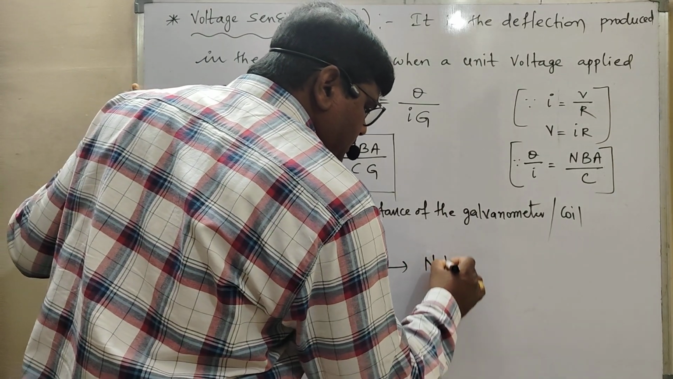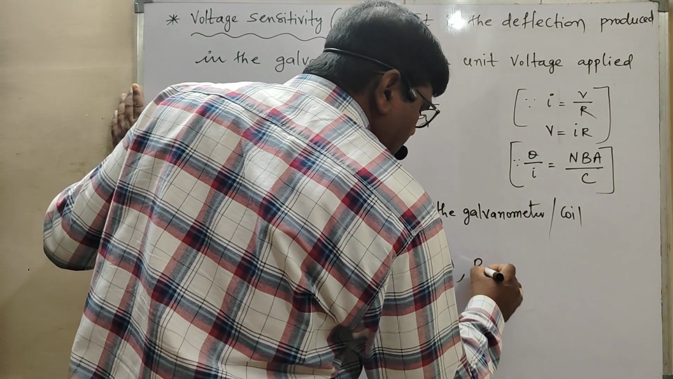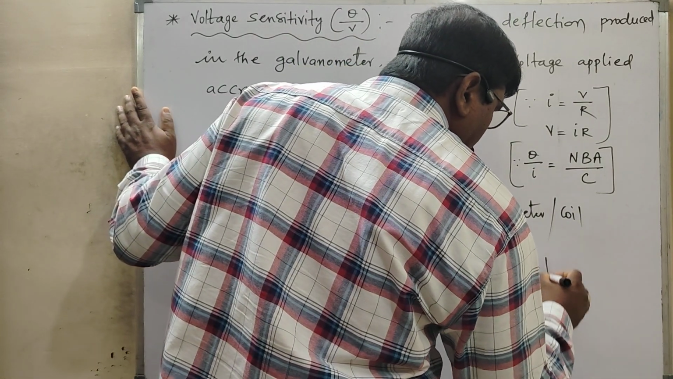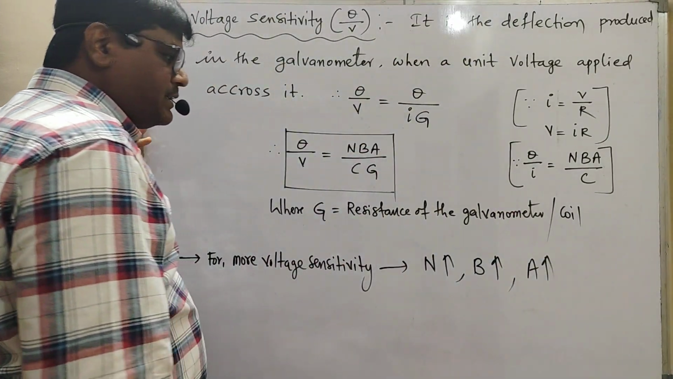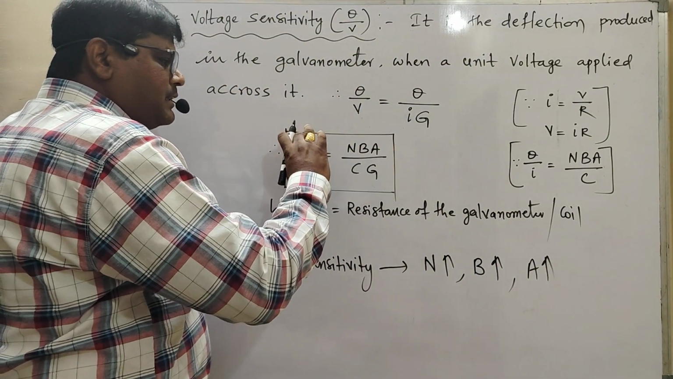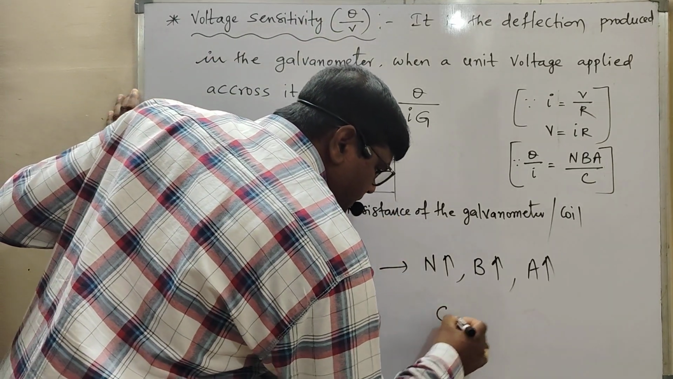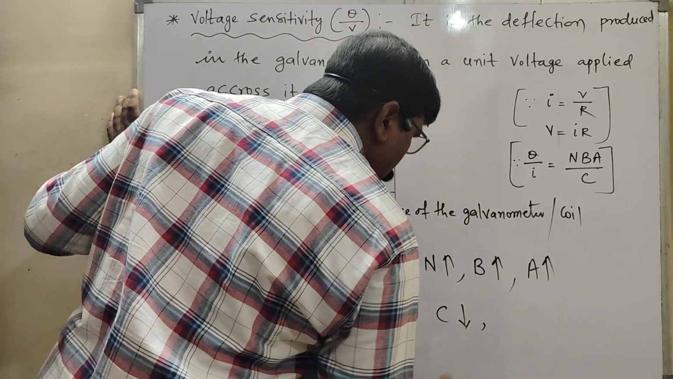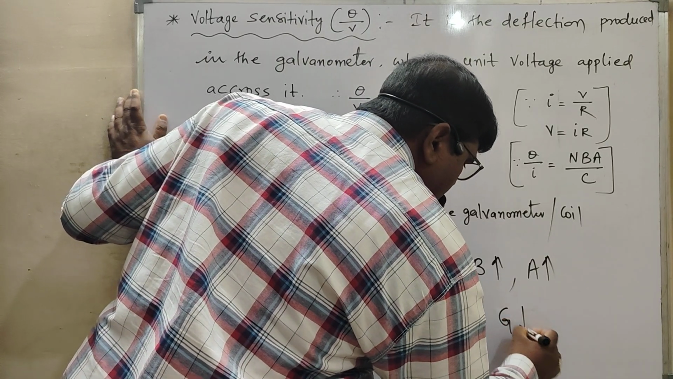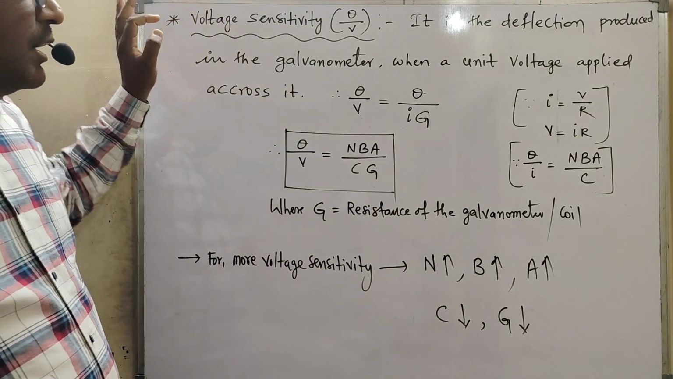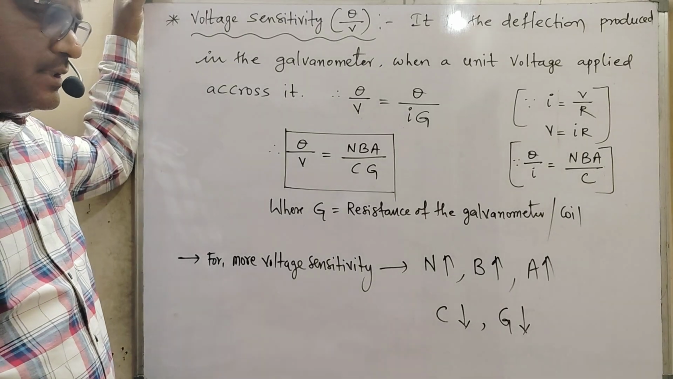Number of turns should be increased. Otherwise magnetic field should be increased. Otherwise the area of the coil also, if it increases, this sensitivity increases. And as well as C should be decreased. Otherwise G, if it decreases, then also voltage sensitivity increases.